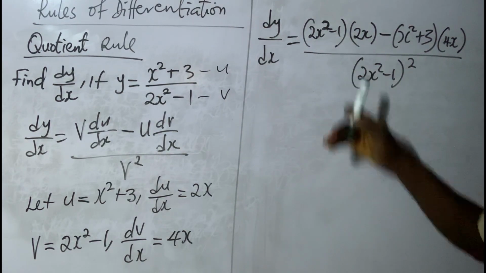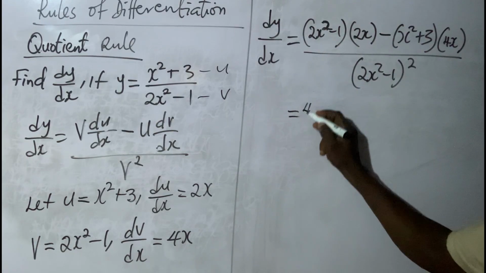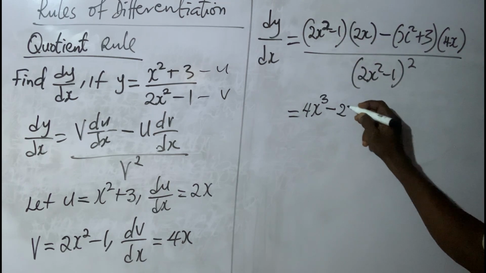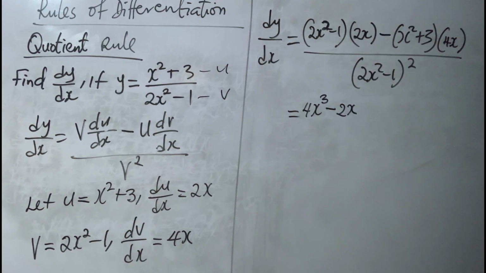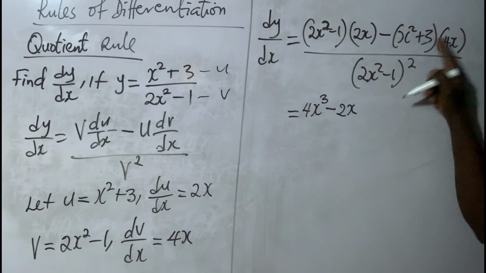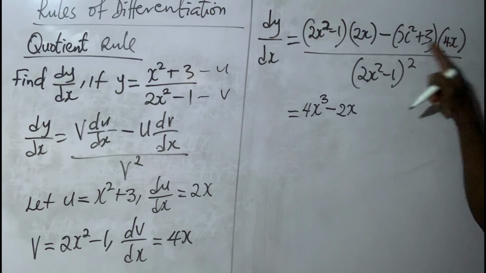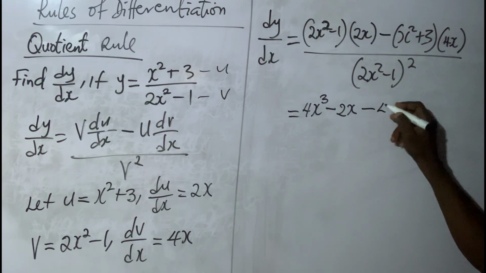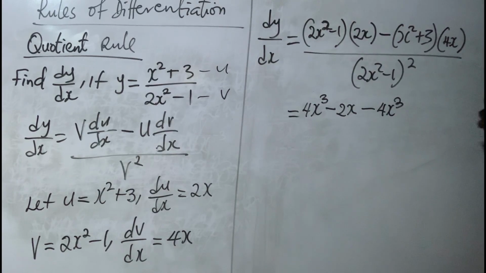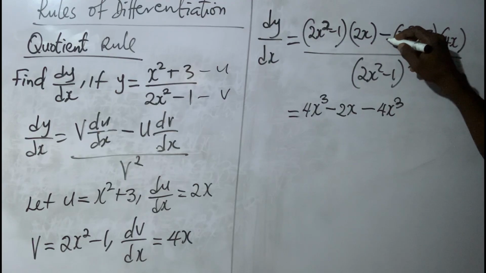In simplifying, we should open this bracket. So 2x times 2x squared will give us 4x cubed, minus 1 times 2x will give us minus 2x. Okay, so this minus sign is going to change the sign of whatever I get in expanding this. So x squared times 4x will give us 4x cubed. Then 3 times 4x will give us 12x, times the minus 1.